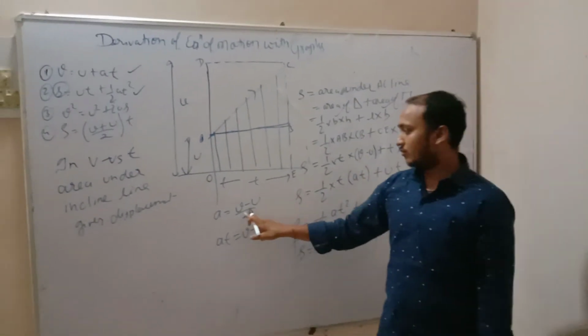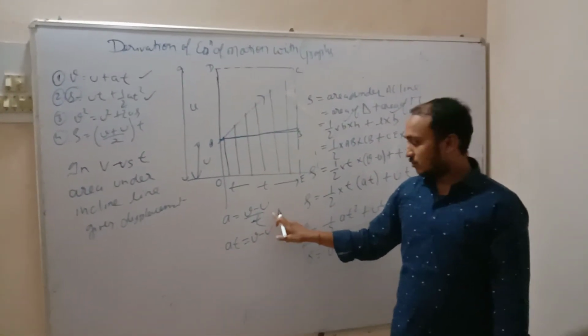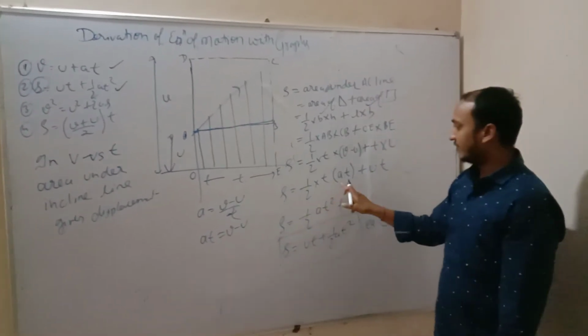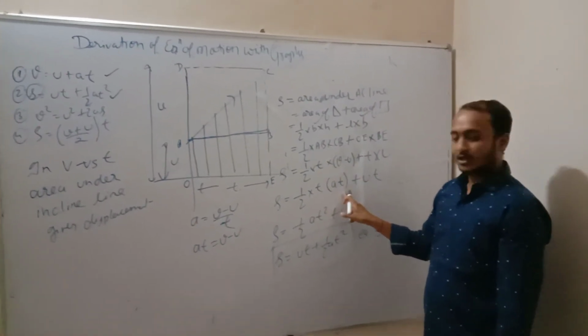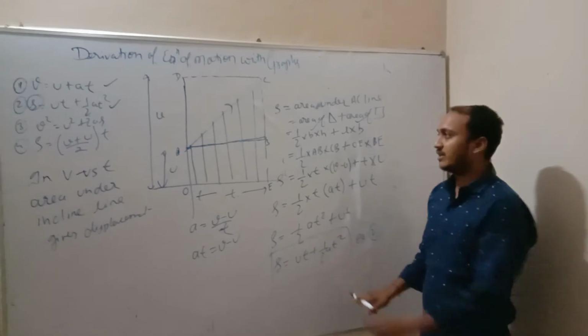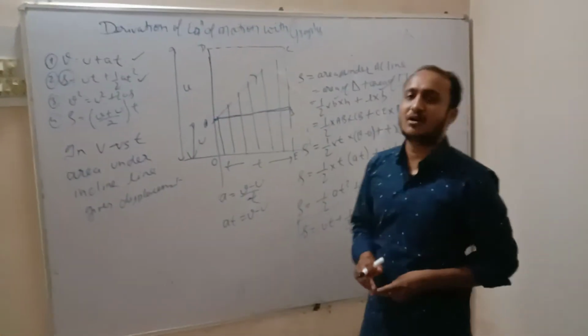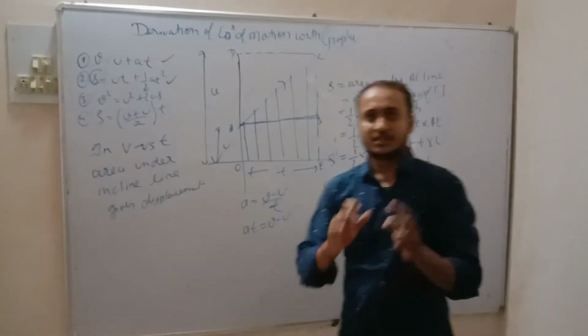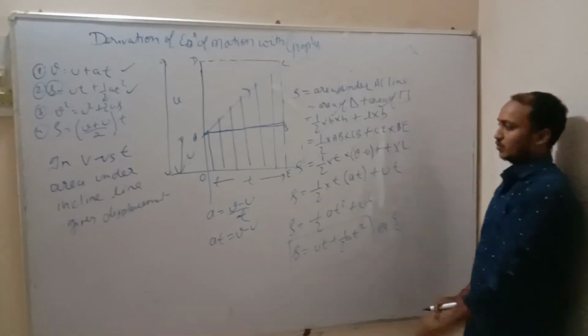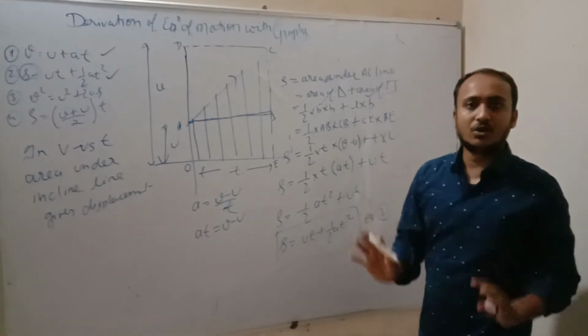And friends, you know A equals V minus U by T. So V minus U we can write as AT. So it will become AT square, and we get the equation S equals UT plus half AT square. So this is a very important derivation, friends. You have to practice it a lot.